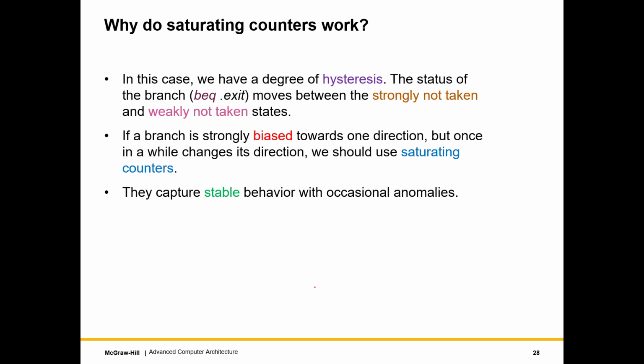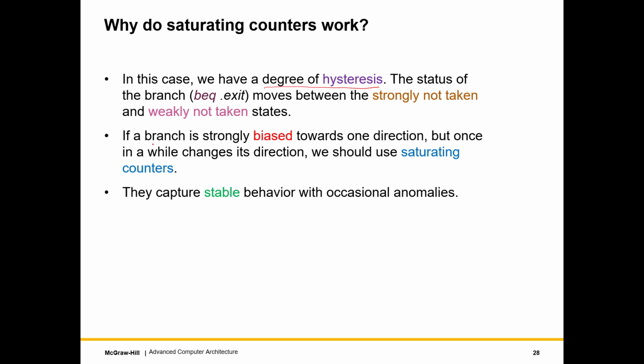Now, why do saturating counters work? Well, as we have discussed, they introduce a degree of hysteresis. In a sense, they incorporate the inherent behaviors of the branches. So in this case, the BQ exit instruction moves between the strongly not taken and weakly not taken states.